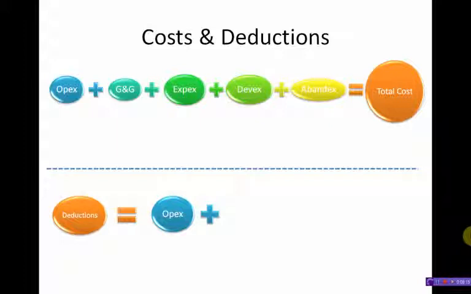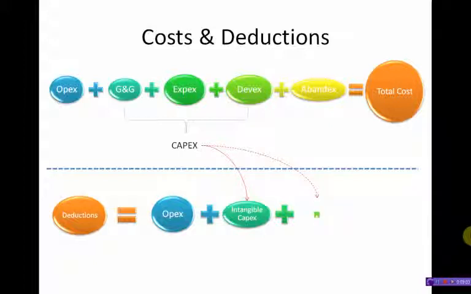Whereas capital expenditure, which constitutes G&G or geological and geophysical cost, exploration cost, XPEX, and development cost, DevEx, become our capital expenditure. And all the capital expenditure can be classified as tangible capital expenditure or intangible capital expenditure. The intangible capital expenditure is expensed in the same year 100%. Whereas tangible capital expenditure is not expensed in the same year. Instead, it is depreciated based on certain rules, which could be straight line depreciation or declining balance, or UOP based, which means unit of production based depreciation. So your capital expenditure will be either expensed or depreciated, and that will decide your deduction.